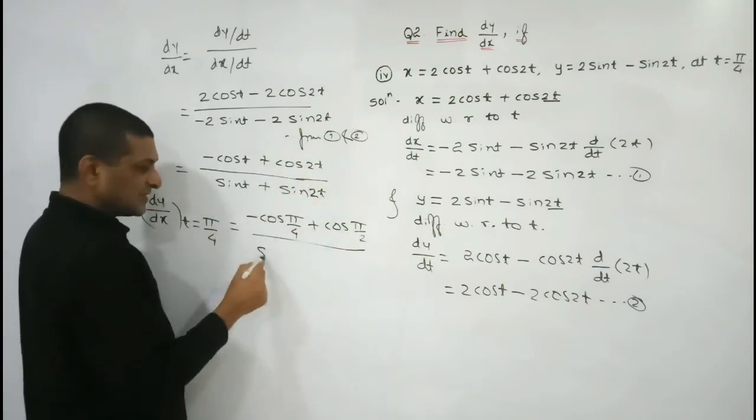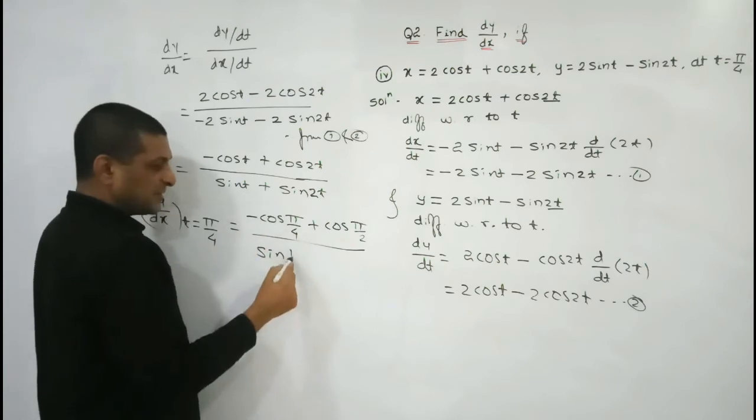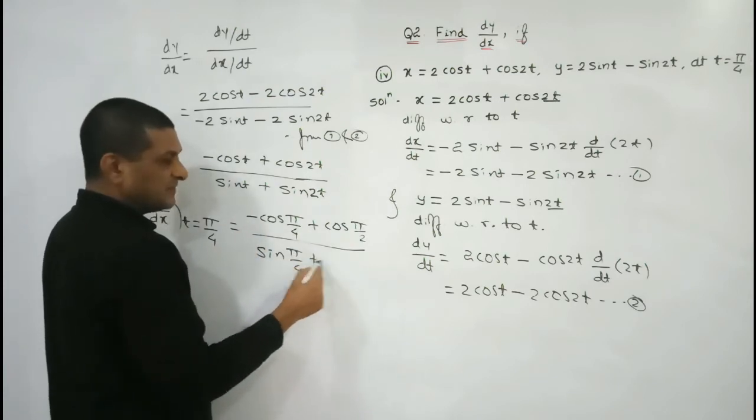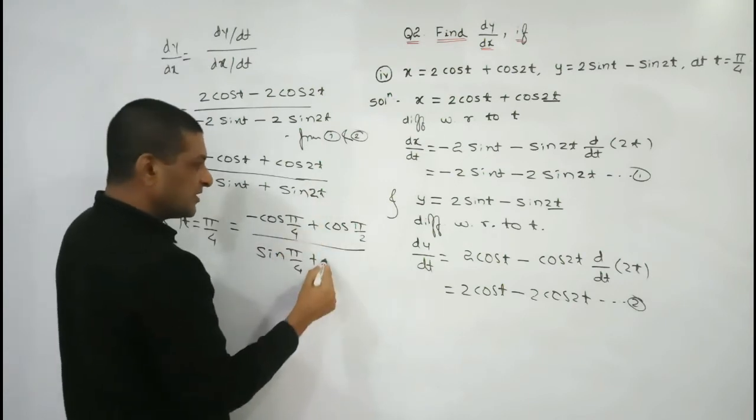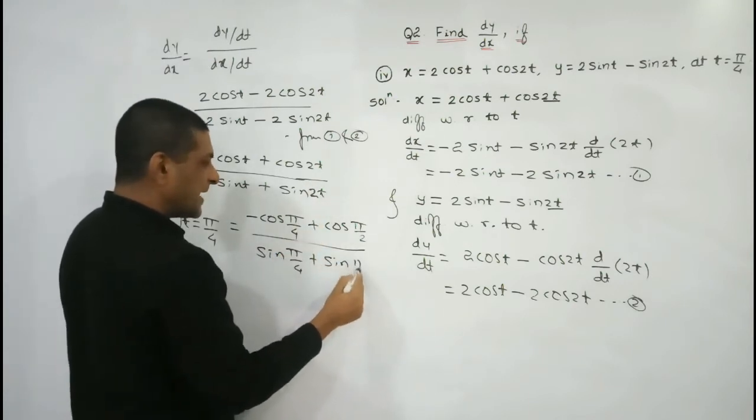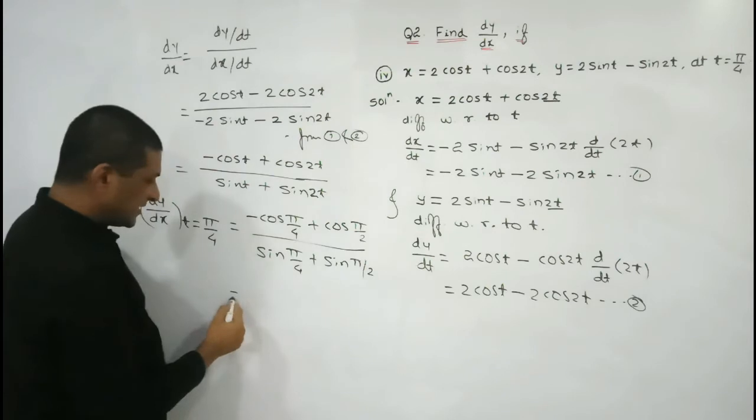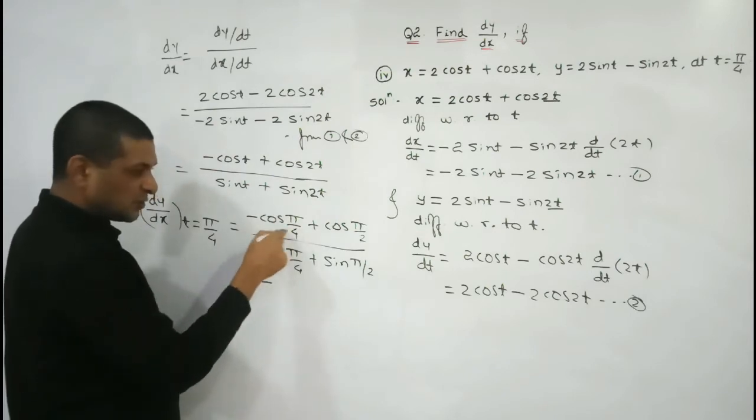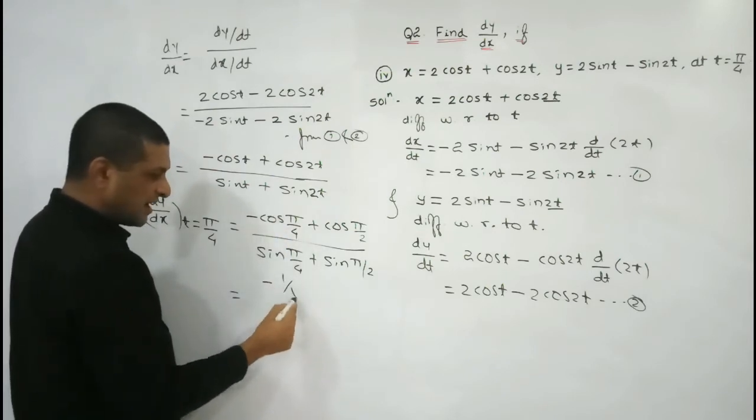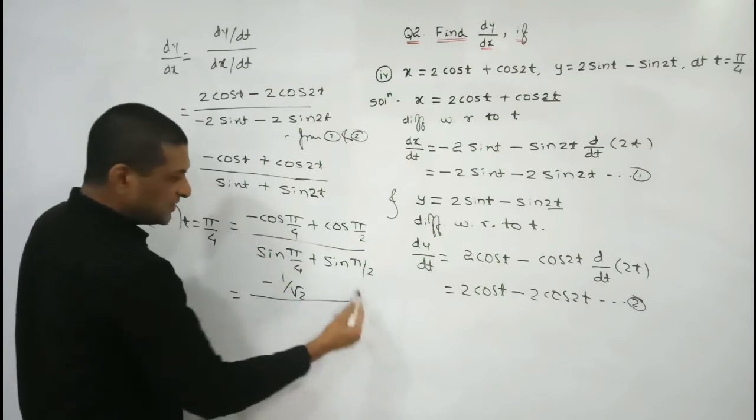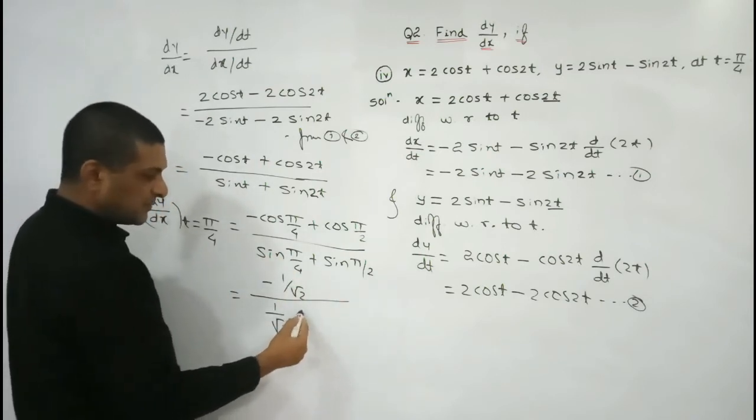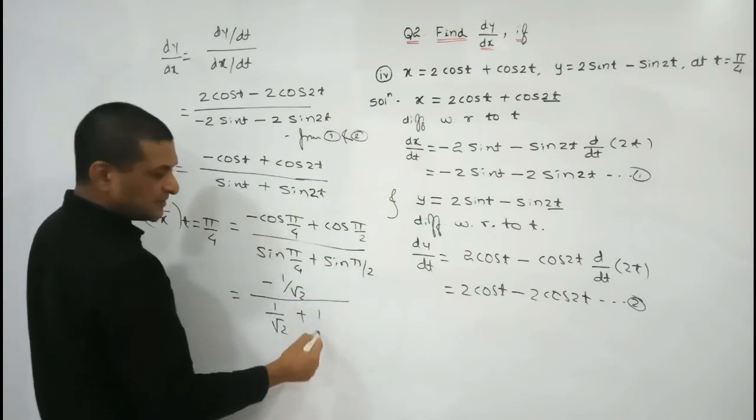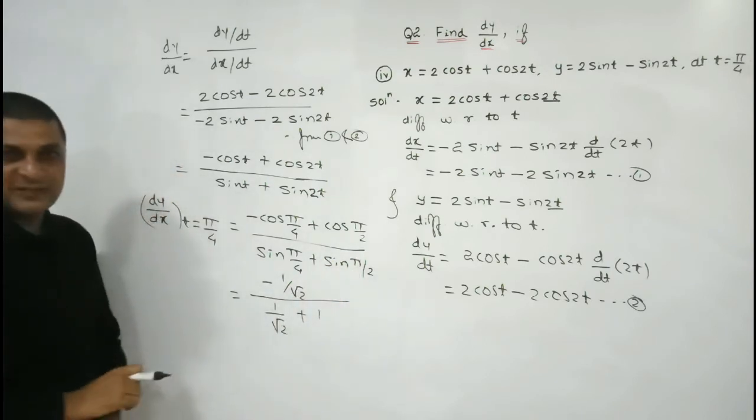In the denominator also, sin t, I am replacing t by pi by 4. Again, pi by 4 into 2 will be equal to pi by 2, sin pi by 2. So in the numerator, minus, keep it as it is, cos 45 will be 1 upon root 2, and in the denominator sin 45 is 1 upon root 2, and plus sin 90, pi by 2 means 90, sin 90 is equal to 1.